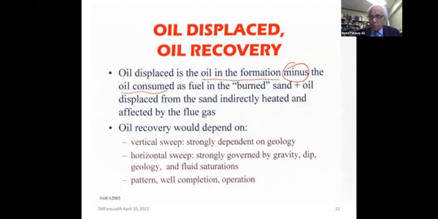But the big problem is you have this, again, the gravity override of the air. And the question is, how much air is actually going through the oil? And that takes a lot of work and calculations. So that's why I wrote vertical sweep, which depends on the geology. Also the horizontal sweep, also what kind of a pattern you have and what kind of well completion you have.